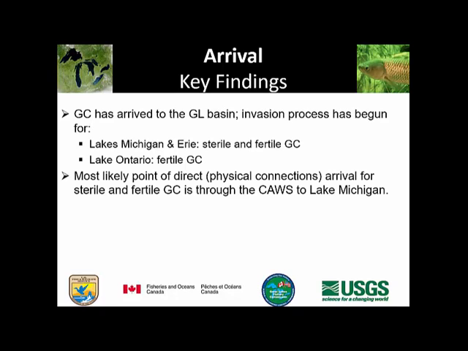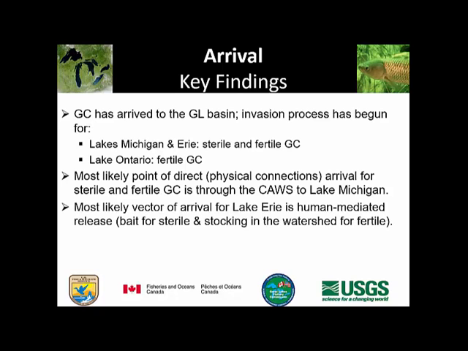In addition, the risk assessment says that the most likely direct point of arrival for sterile and fertile grass carp is through the Chicago area waterway system on Lake Michigan. That's for the direct physical connections here. The most likely vector of arrival for Lake Erie is human-mediated release and some unknown combination of bait for sterile grass carp and stocking into the watershed for fertile grass carp. The likelihood of arrival itself is lower for Lakes Ontario, Superior, and Huron.